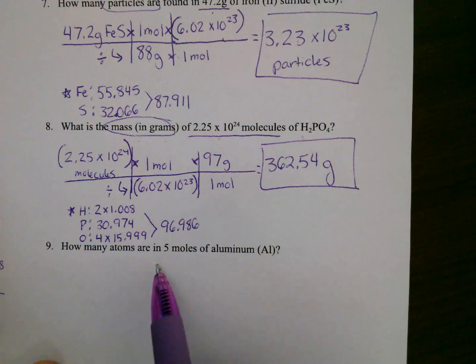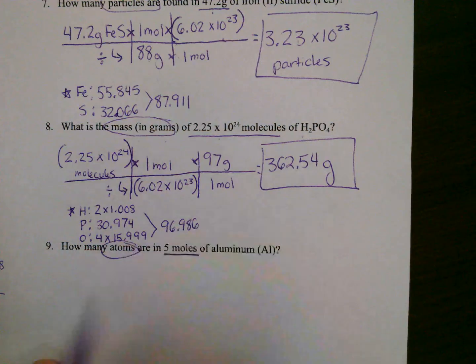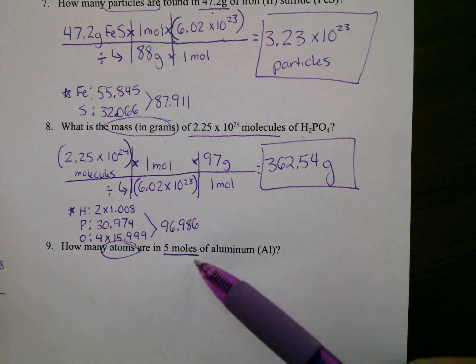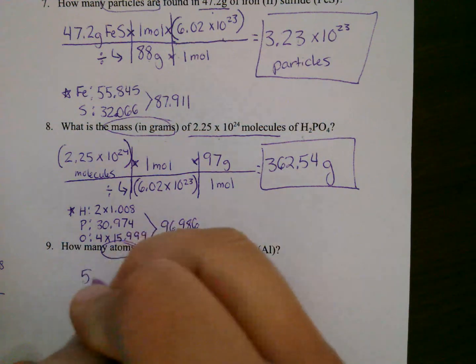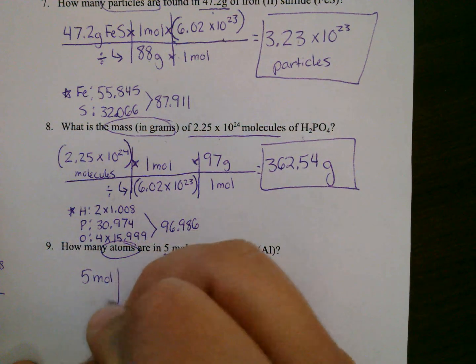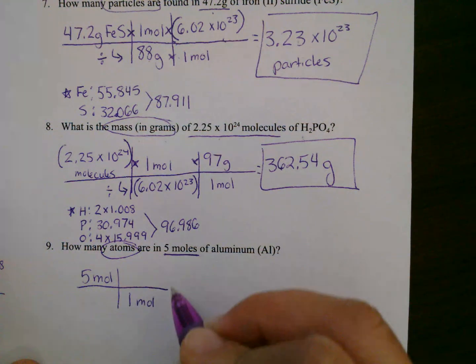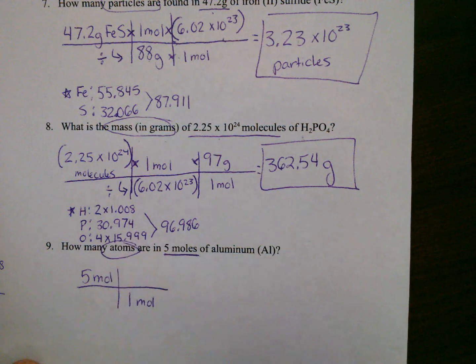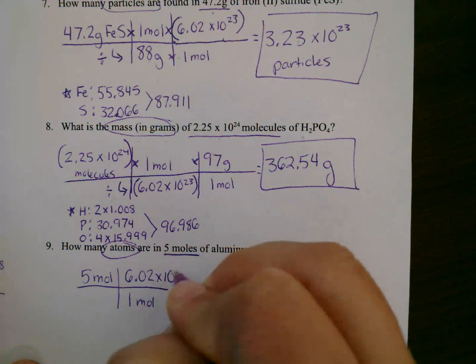Number 9, how many atoms are in 5 moles of aluminum? I'm given moles, and this time I want atoms. This is a simple one step. Here's a hint. Anytime you see the word mole, it's always going to be a one step. So let's start with 5 moles. I'm going to put my standard 1 mole at the bottom, and above that, now I want atoms, so I'm going to use Avogadro's number, 6.02 times 10 to the 23.